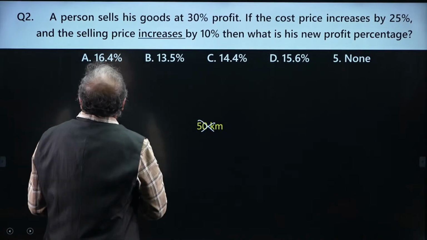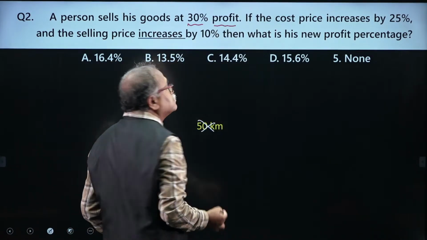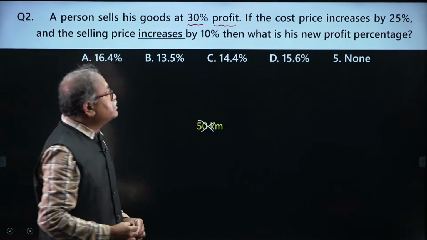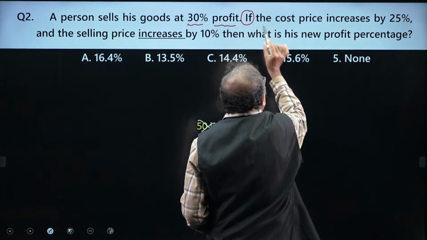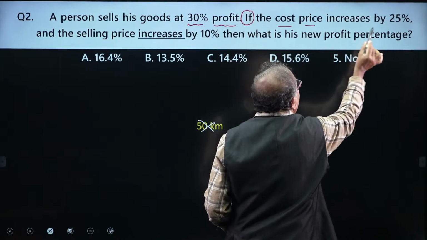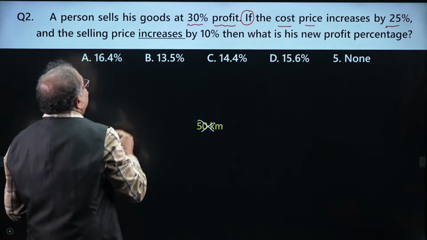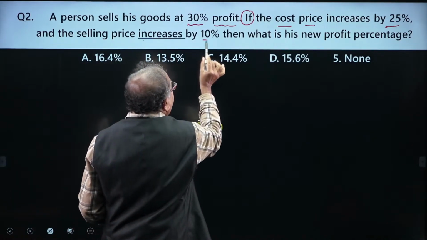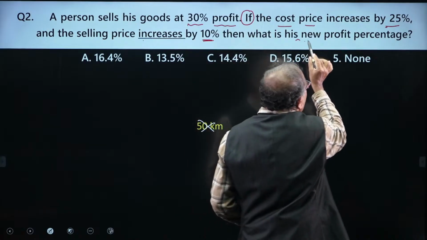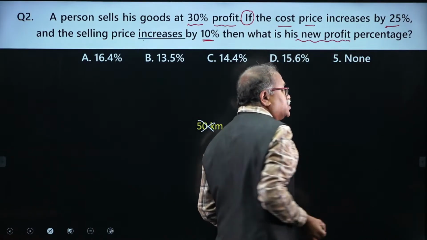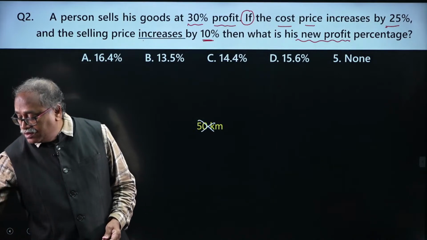What is the question? A person sells his goods at 30% profit. Fine, the statement is neat and clear. And if it is a conditional word, if the cost price increases by 25% and the selling price increases by 10%, then what will be his new profit percentage? Very frequently asked question in the examination.